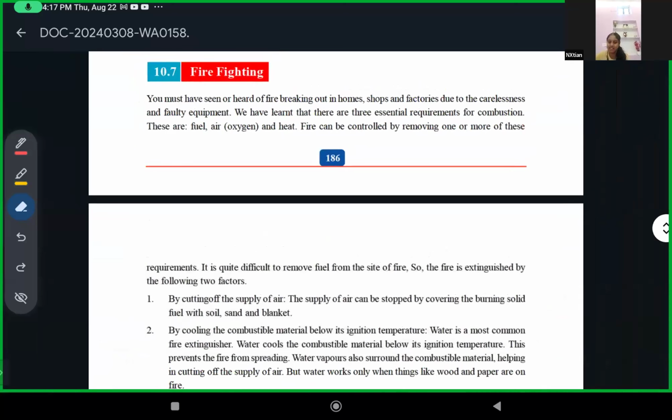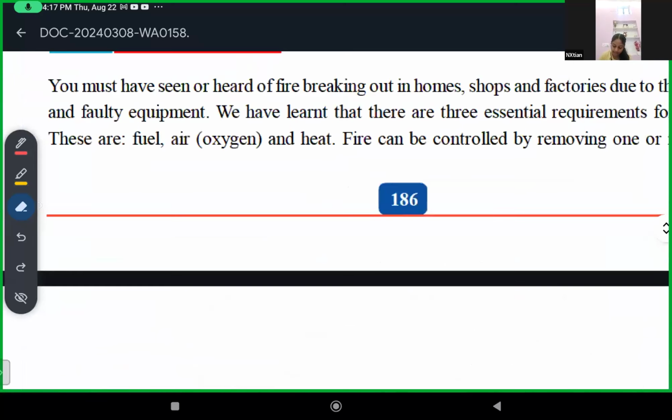When a fire breaks out, how do they extinguish it? What do they do to extinguish it? Three things are necessary for a fire to burn: fuel, air, and heat. These three components. If you remove one of them, you are left with two of them, which will reduce or stifle the fire.